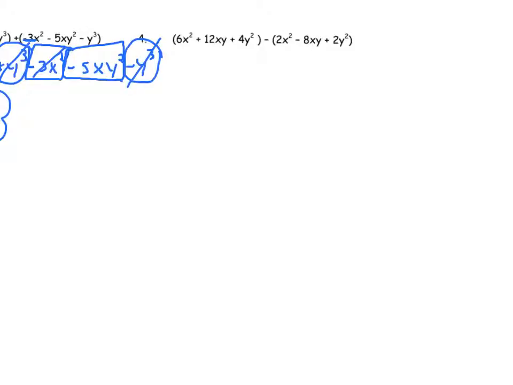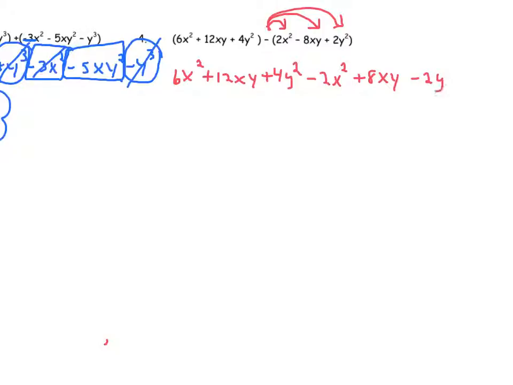So the first thing I'm going to do in the first polynomial is I'm just going to rewrite it without the parentheses. So on that one, I just dropped the parentheses, and then I need to distribute a negative to the entire second polynomial. So I'm going to distribute that negative and change all the signs. So I get a negative 2x squared, and then I get a positive 8xy, and a negative 2y squared.